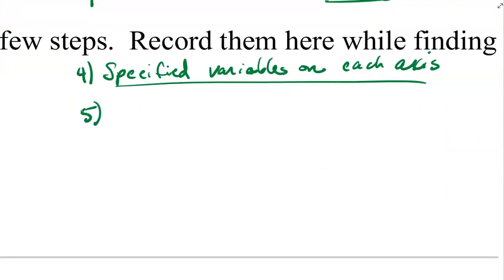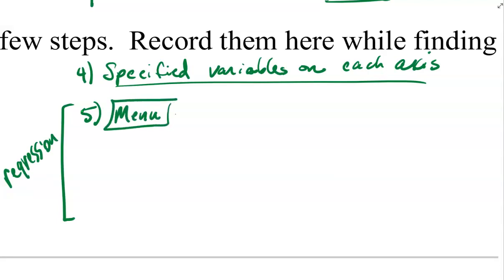Now in our last example, I did adjust the window, but that's not always necessary. In fact, it's not necessary at all for the next 2 steps. These next 2 steps tell us how to find our line of best fit, or the regression line. We're going to press the menu button, choose option 4, then option 6, and then option 1 for a linear regression.